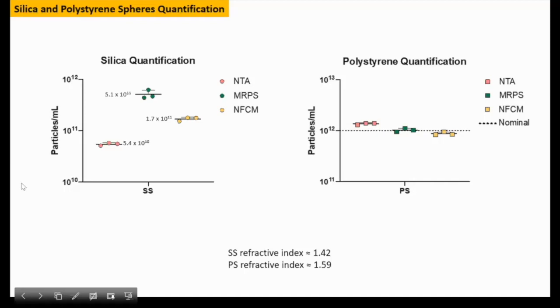But for polystyrene, all instruments were both precise and accurate. So again, we do attribute some of these differences between the silica and polystyrene particles to the refractive indices of each particle, which are listed here. Silica being around 142 and polystyrene 159. So at this point, I'm going to hand it over to Tanina, and she's going to take us through the biological materials.